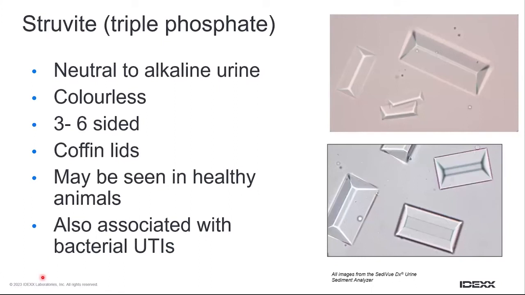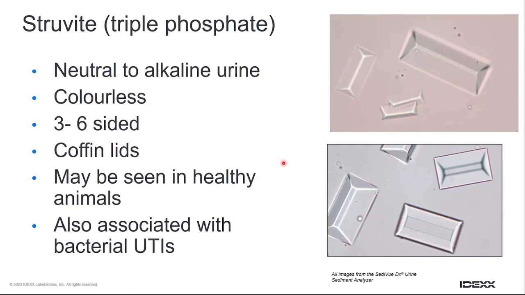So the types of crystals, I'm sure you'll be very familiar with, but just a quick overview nonetheless. The most common ones we're likely to see in cats include struvite, triple phosphate, whatever you want to call them. These can be present in neutral to alkaline urine. They tend to be colorless and 3 to 6 sides. Some people describe them as looking like coffin lids. Other people describe them as looking like rooftops. I guess both are very similar. But don't forget that they may be seen in healthy animals. So presence of these does not equate to needing to make immediate changes to the animal's management.